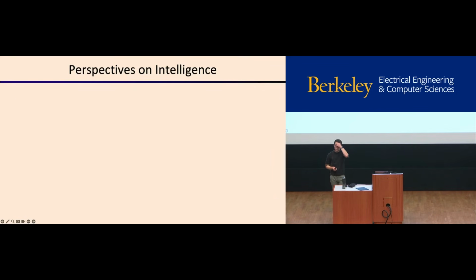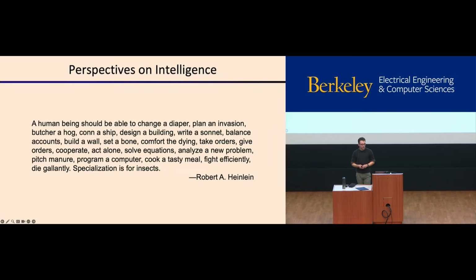But I think the most important aspect for me is just this idea of generality. So there's this really nice quote by Robert Heinlein. A human being should be able to change a diaper, plan an invasion, butcher a hog, con a ship, design a building, write a sonnet, balance accounts, build a wall, set a bone, comfort the dying, take orders, give orders, cooperate, act alone, solve equations, analyze a new problem, pitch manure, program a computer, cook a tasty meal, fight efficiently, die gallantly. Specialization is for insects.